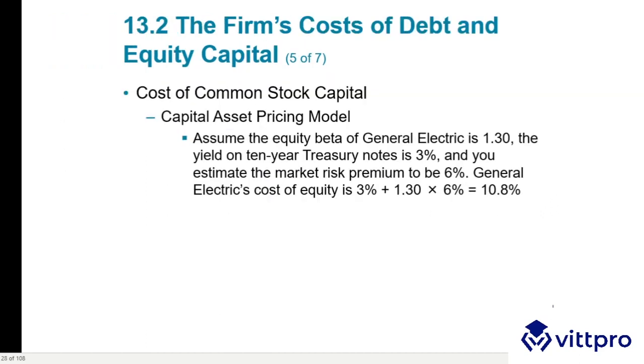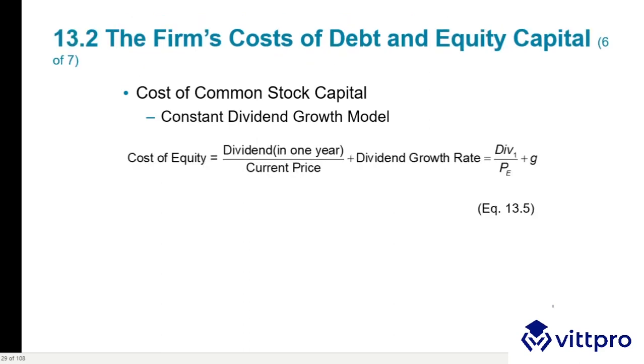So here's an example of how we use the relationship. Basically, you will know the risk-free rate, you will know the premium, you will estimate the beta, and then you will get your cost of capital, 10.8%, right?